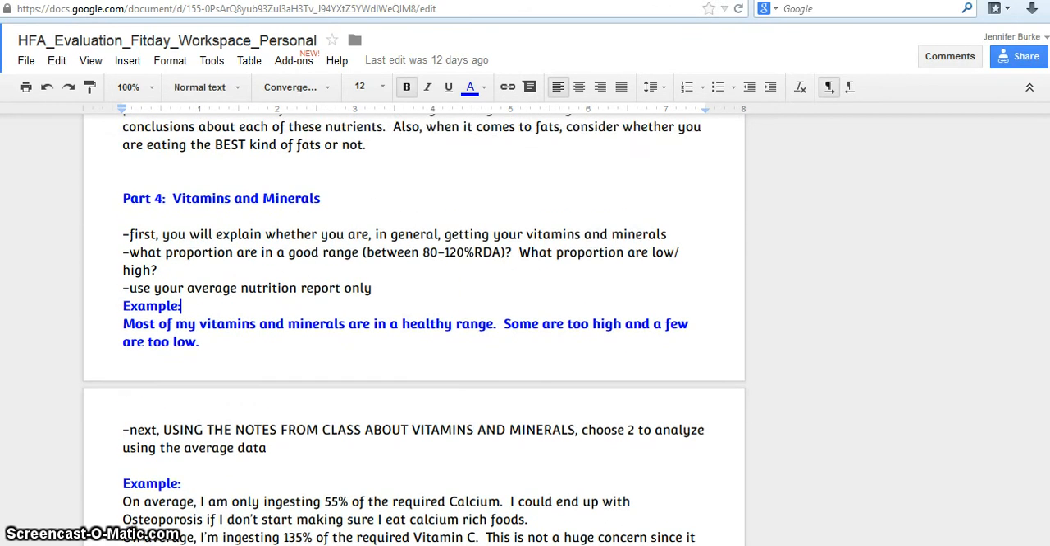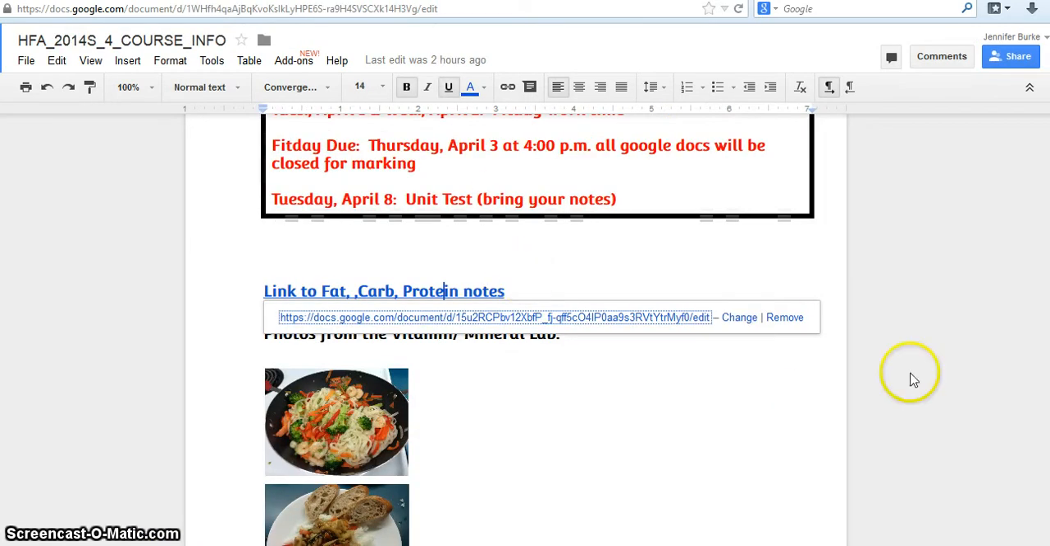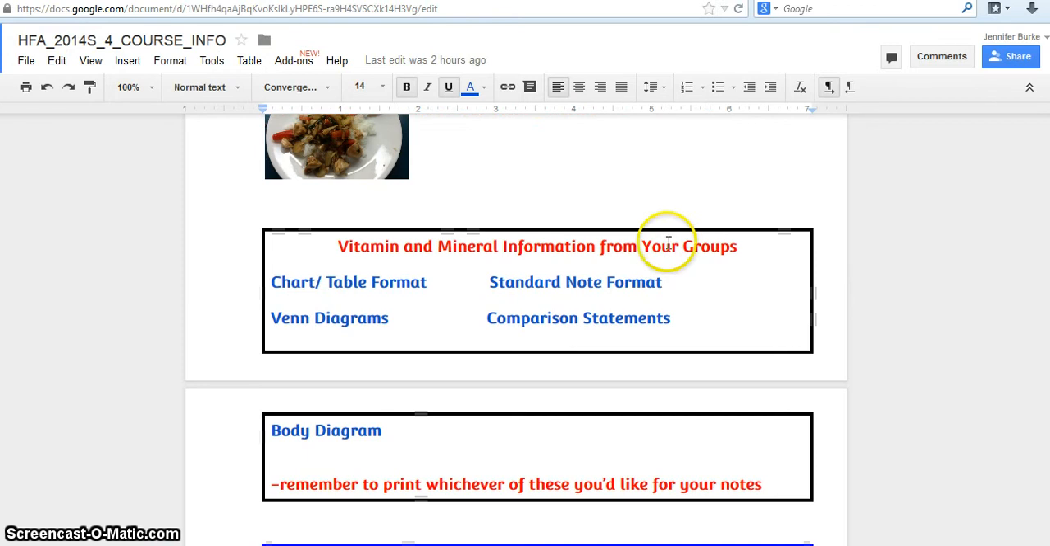After you give me that generalized overview, you're then going to use your class notes. Again, we go to the course doc. This is farther down. Here's the vitamin and mineral information. And if you recall, we did this in a bunch of different formats. You worked in groups to create this. So you should have printed some version or a couple of versions of this for your notes, but it's here for you if you haven't.